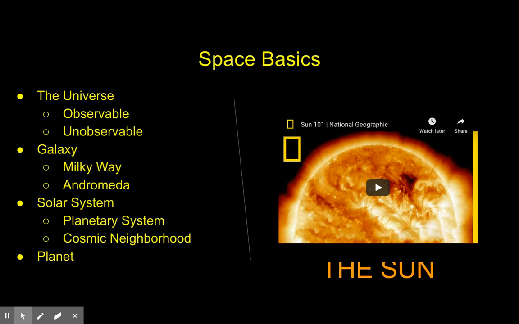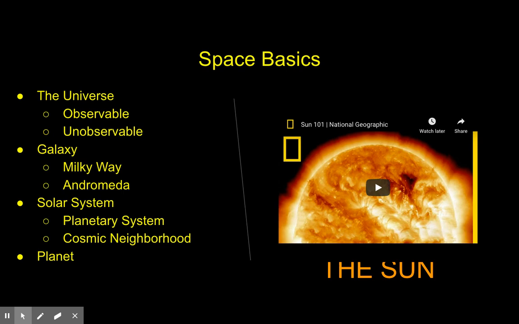After we broke down the composition of the universe, we talked a little bit about the sun. We watched about a 5-minute National Geographic video that talked a little bit about the fusion process by which the sun creates its energy. It talked about the size of the sun with relation to the planets and the other things in the solar system. And that's sort of where we're going to pick up today.